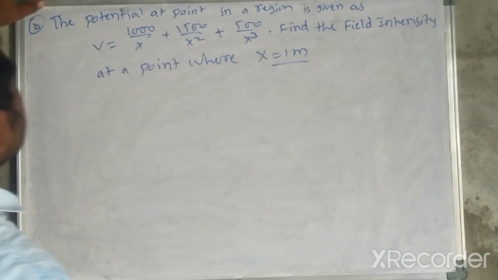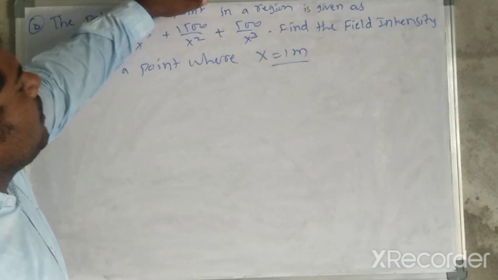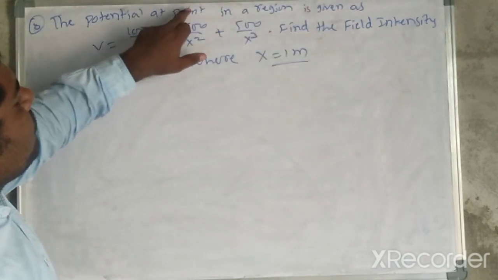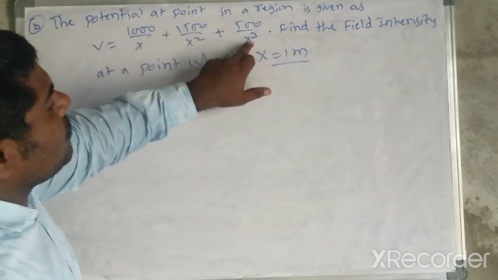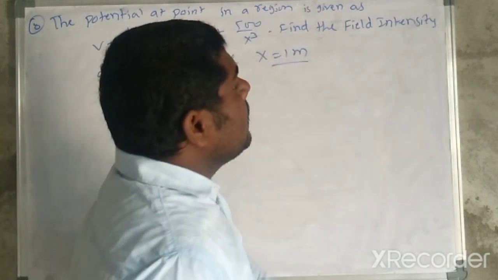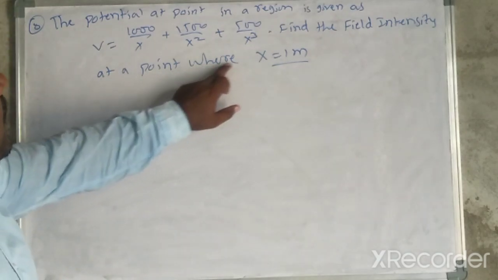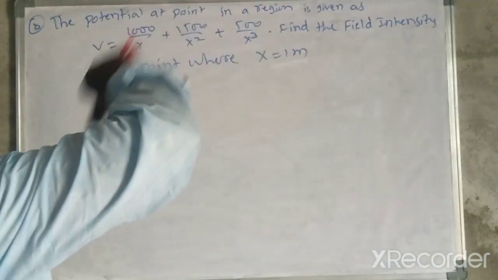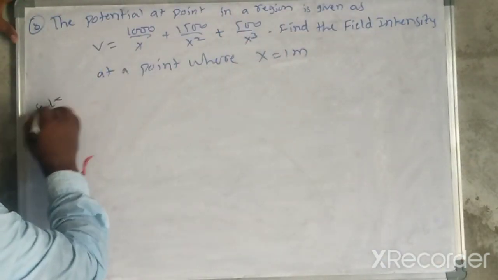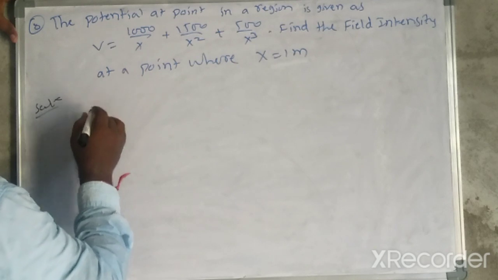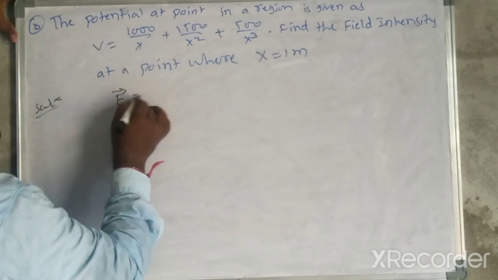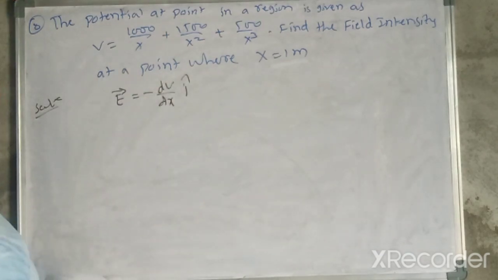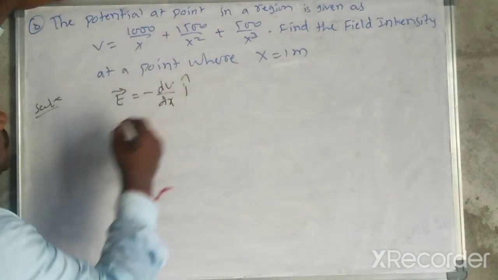So another model: the potential at a point in a region is given as V is equal to 1000 by x plus 1500 by x square plus 500 by x cube. Find the field intensity at a point where x is equal to 1 meter. Solution: as we know, the formula is E bar is equal to minus dV by dx along the x axis. So substitute the V value here.